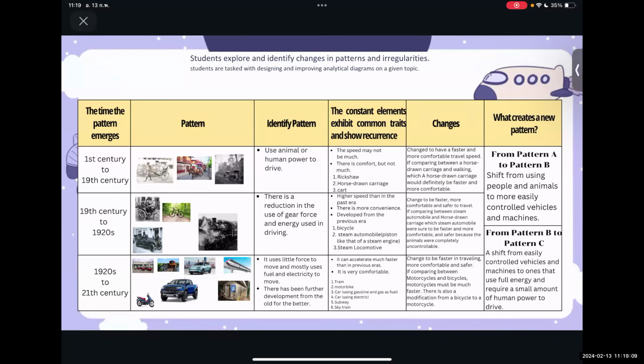The first pattern, A, is the time the pattern emerged: 1st century to 19th century. The identifiers use animal or human power to drive. The constant element exhibits a common trait and shows recurrence: the speed may not be much, and there is comfort but not much, such as a rickshaw, horse-drawn carriage, or cart. The change is to have a faster and more comfortable travel speed.